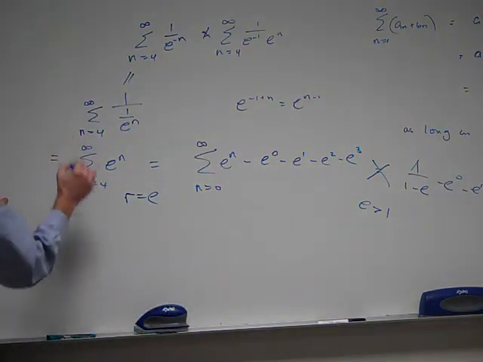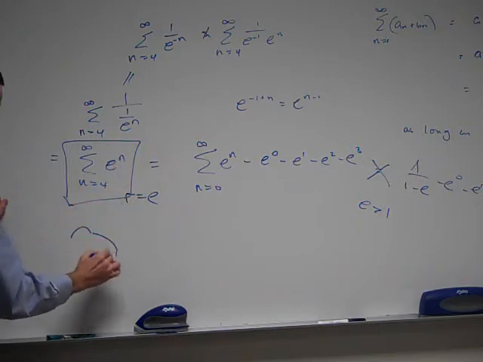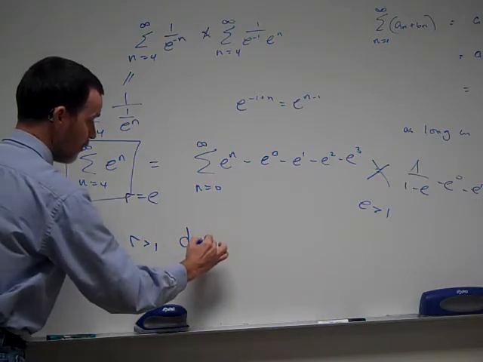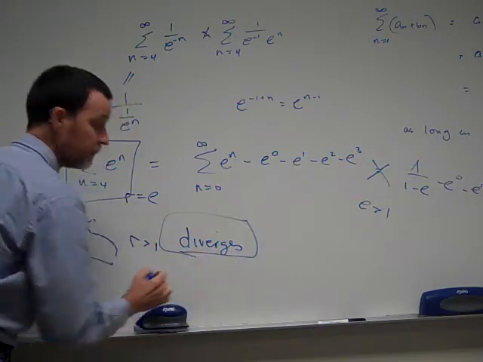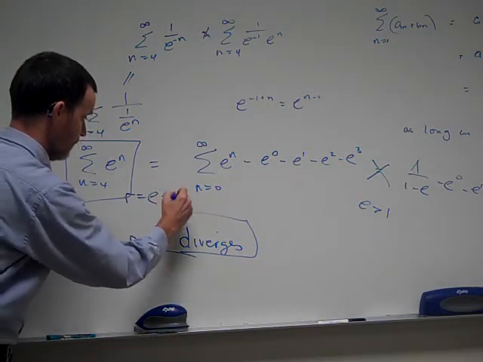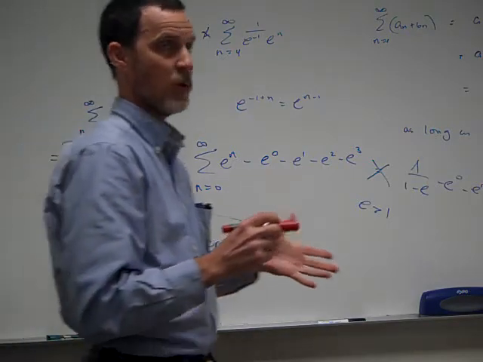So right here, alarm should have gone off. Police car sirens. r is greater than 1. It diverges, right? r is bigger than 1, so you know it diverges. Okay, I think you know how to manipulate them. I think you know how to work with the basic algebra of them. That's geometric series.